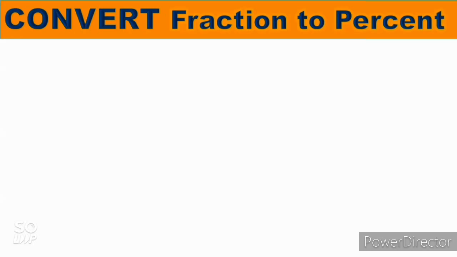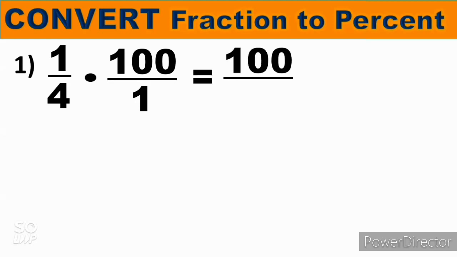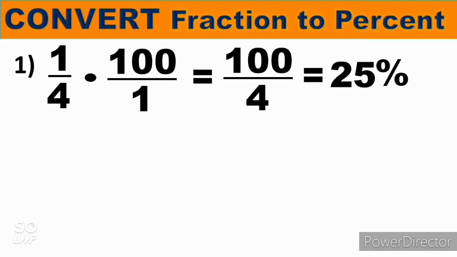Okay, now we have another example on how to convert fraction to percent. We have number 1, 1/4, then multiply by 100. So the denominator of 100 is 1. And then it is equal to 1 times 100 is 100. 4 times 1 is 4. And then 100 divided by 4, the answer is 25. And then add percent sign. So we have 1/4 is equivalent to 25%.